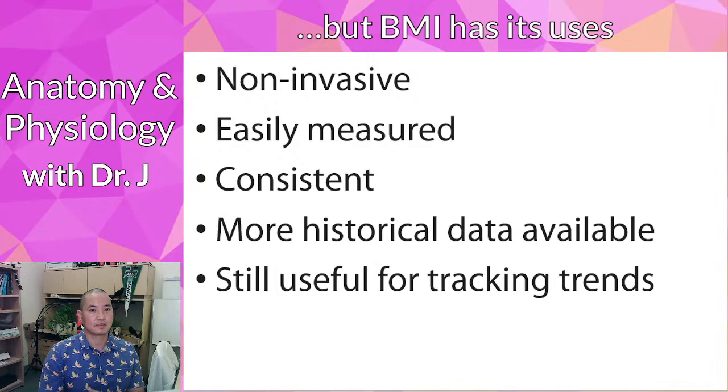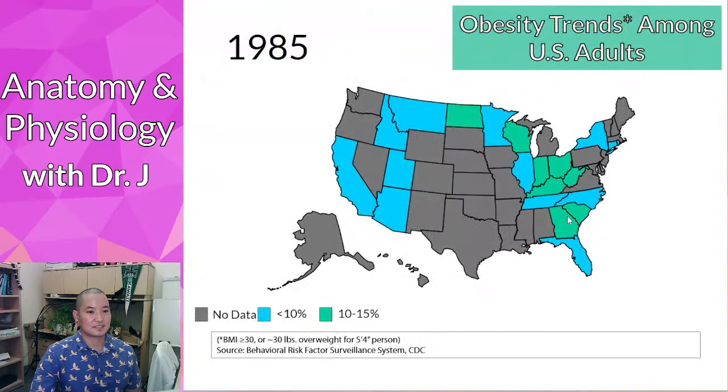Maybe we'll do some blood work to see, okay, do they have normal levels of blood glucose? What do their lipid profiles look like? So other things like that as well. But for BMI, it's useful for tracking trends. So I'm going to end with this part right here.